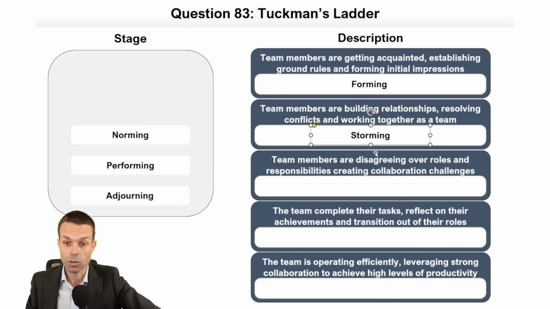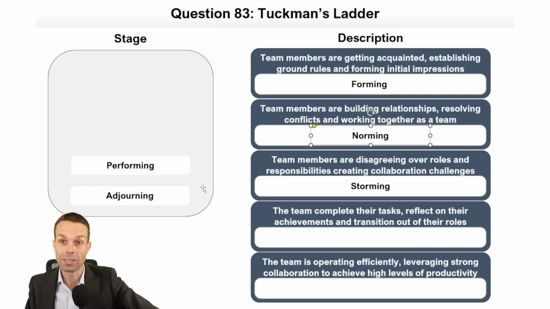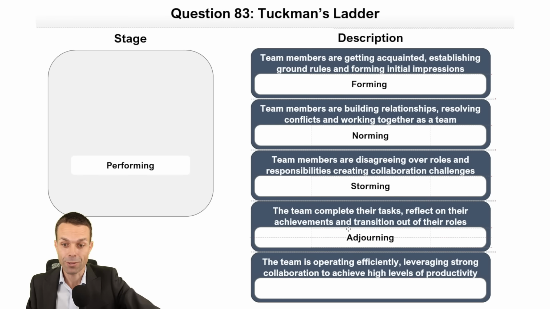Team members are disagreeing over roles and responsibilities, creating collaboration challenges. That's more like storming. Maybe if they're building relationships, they are starting to come into norming. And the team completes their tasks, reflects on their achievements, and transitions out of their roles. They are adjourning. They're finishing up.